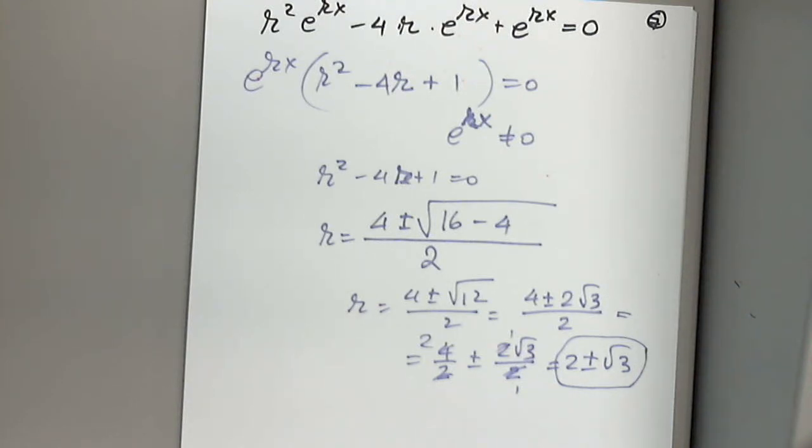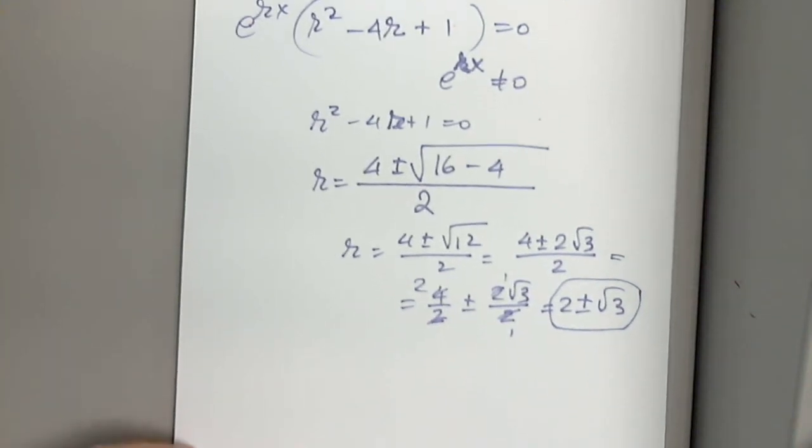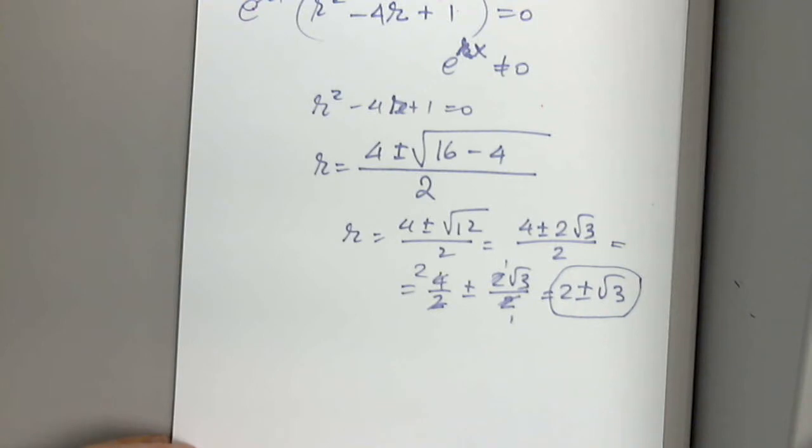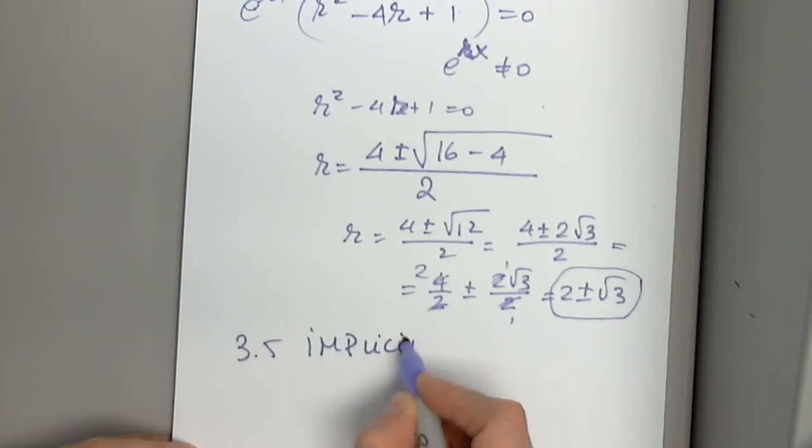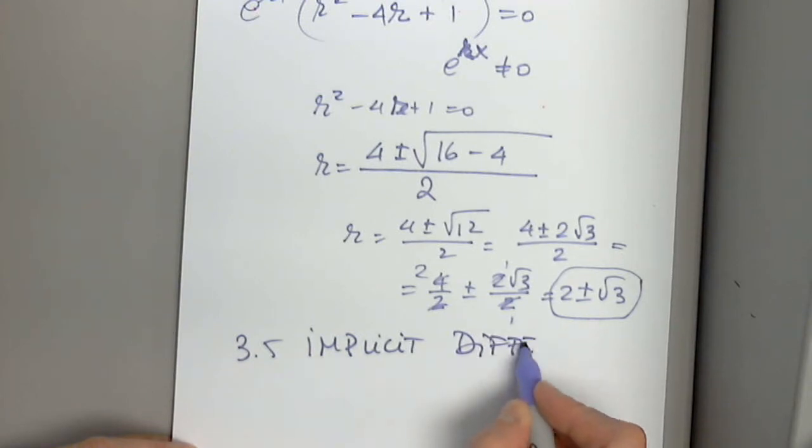The next section, 3.5. Any questions for me, please? Any questions before we move on? 3.5, implicit differentiation.